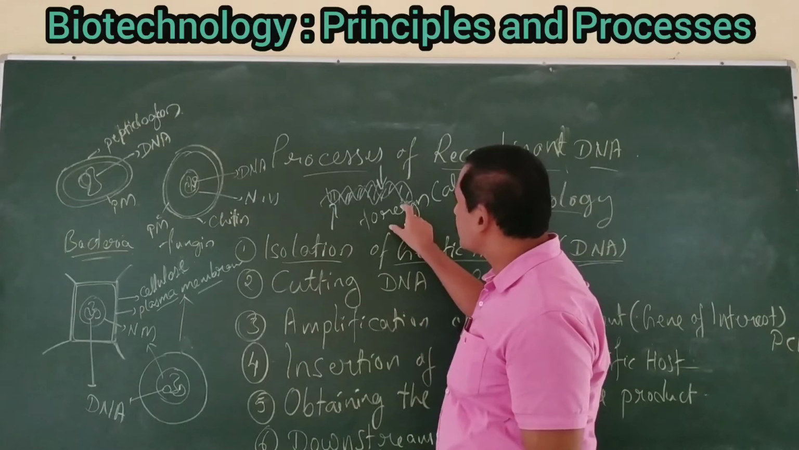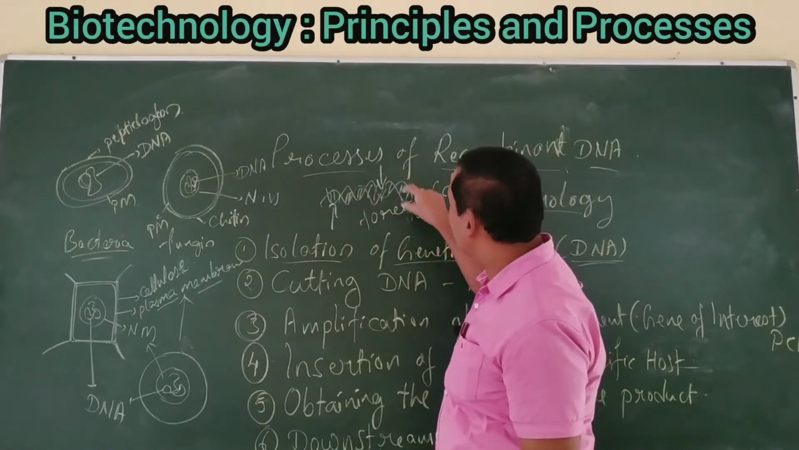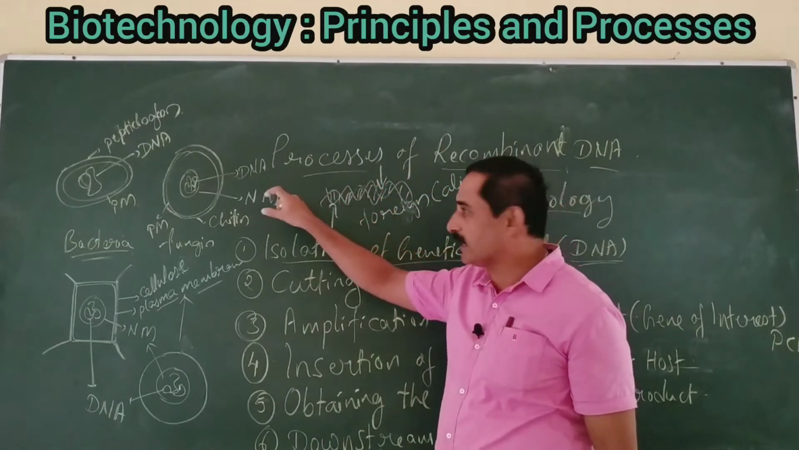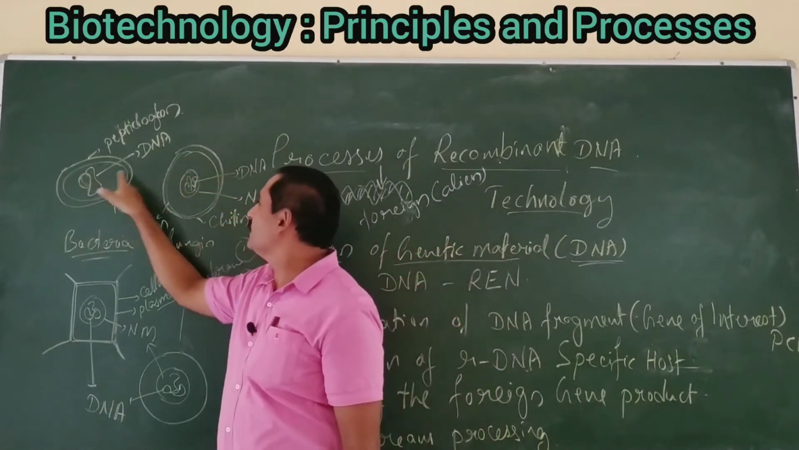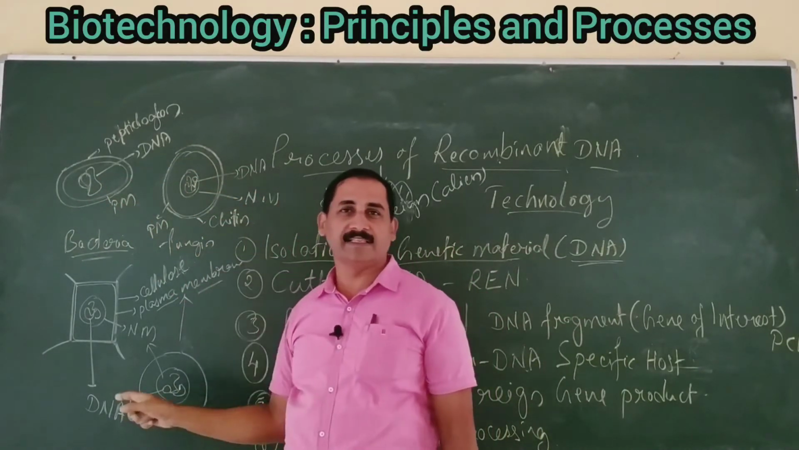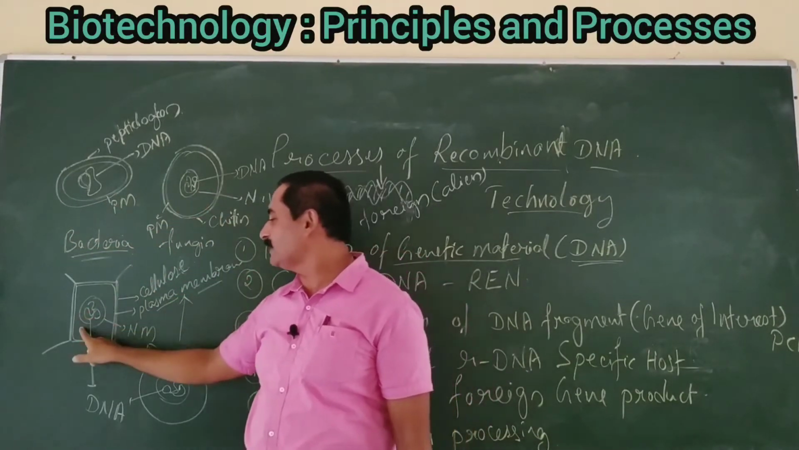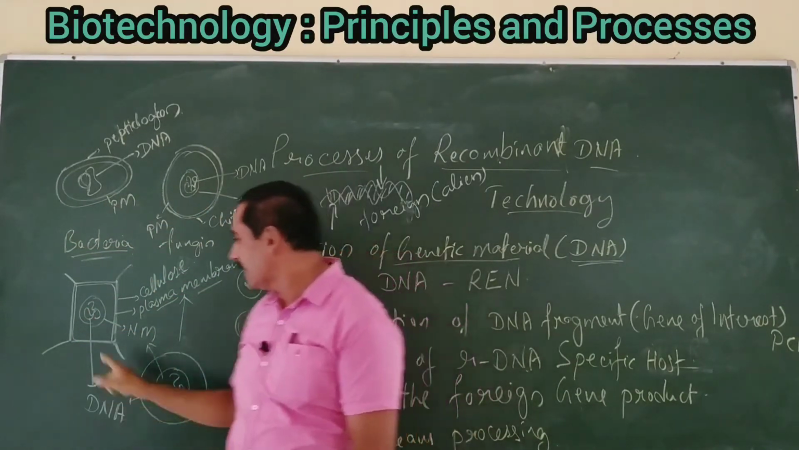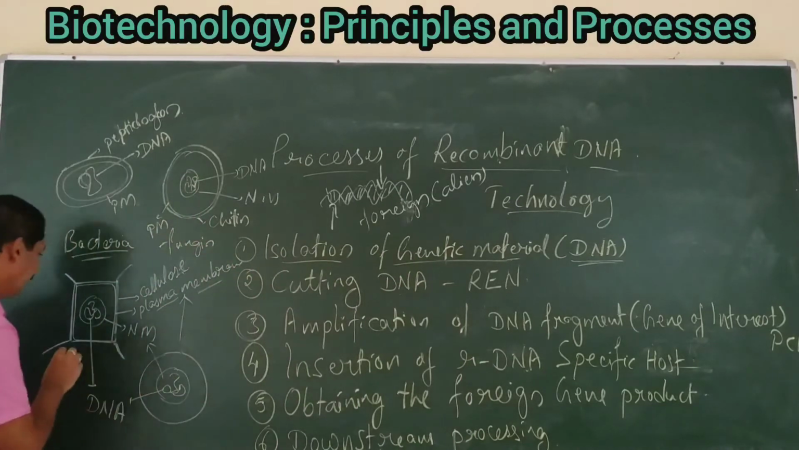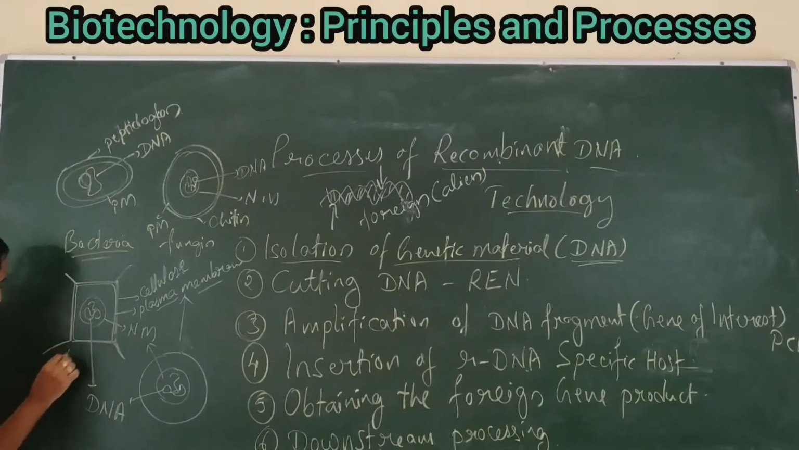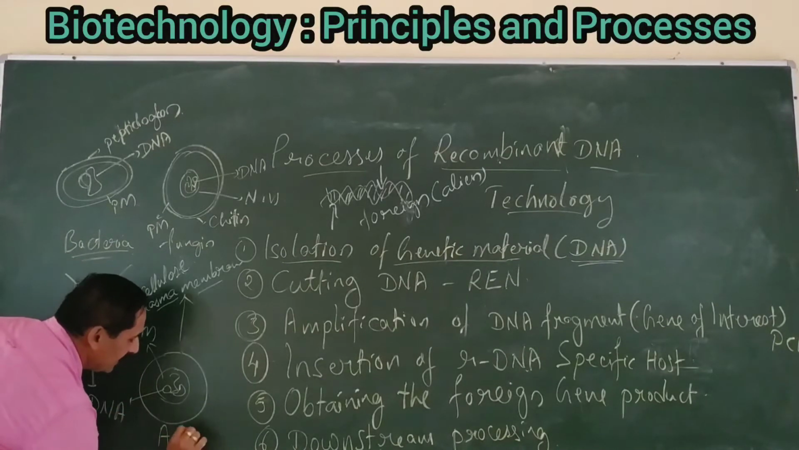So in this process, we have to identify this foreign gene and isolate it in the DNA of different organisms. It may be a bacterium, a fungus, a plant, or an animal cell. So this one is the plant cell, and this is the animal cell.